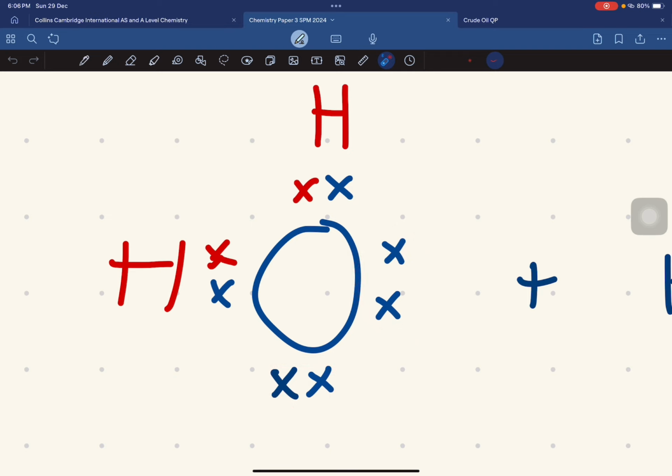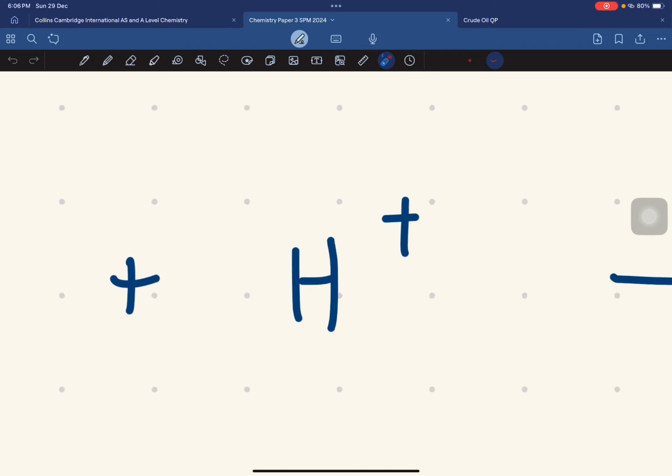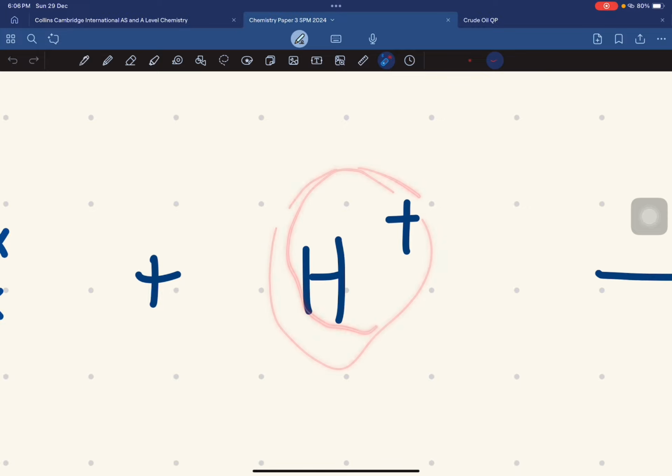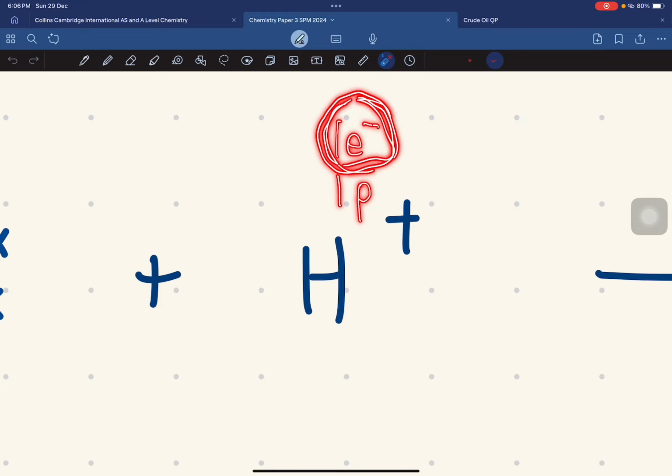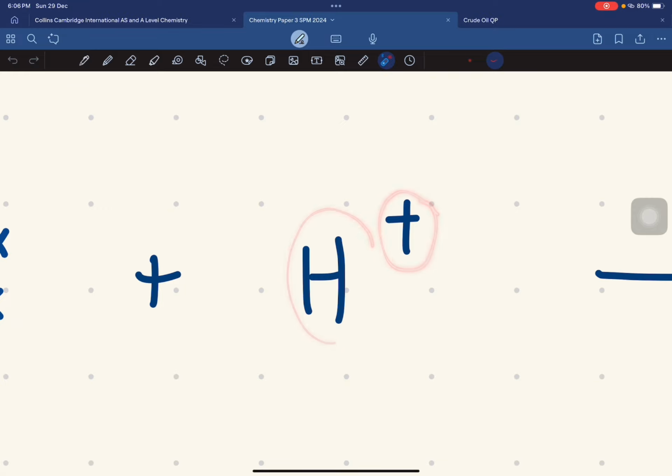Okay, that settles one part. Now we look at this hydrogen ion right here. We know that hydrogen atom is located in group 1 period 1, so it has one electron, one proton. And this one valence electron is the only electron that a hydrogen atom has. So now it is a positively charged ion, meaning that it has lost its only electron. So right now in this structure, we have one proton and zero electron.